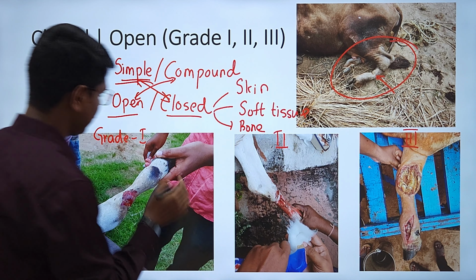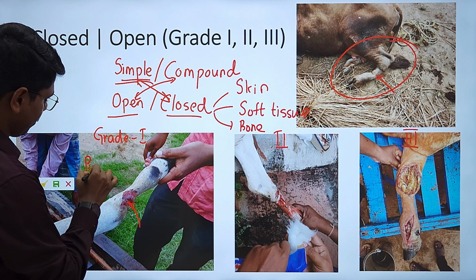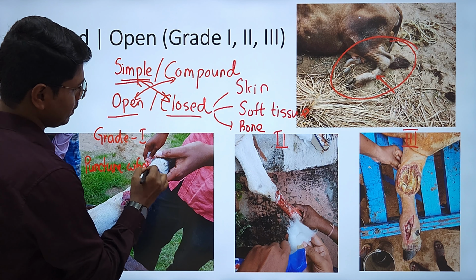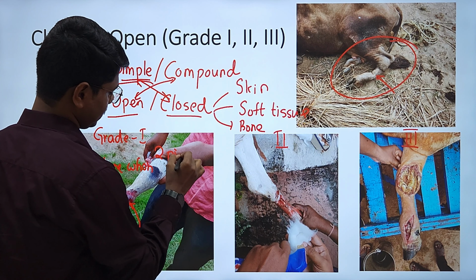In a grade 1 fracture, you will find a small puncture hole in the skin. The soft tissue will be minimally damaged and the bone, mostly you will find two-piece fractures.